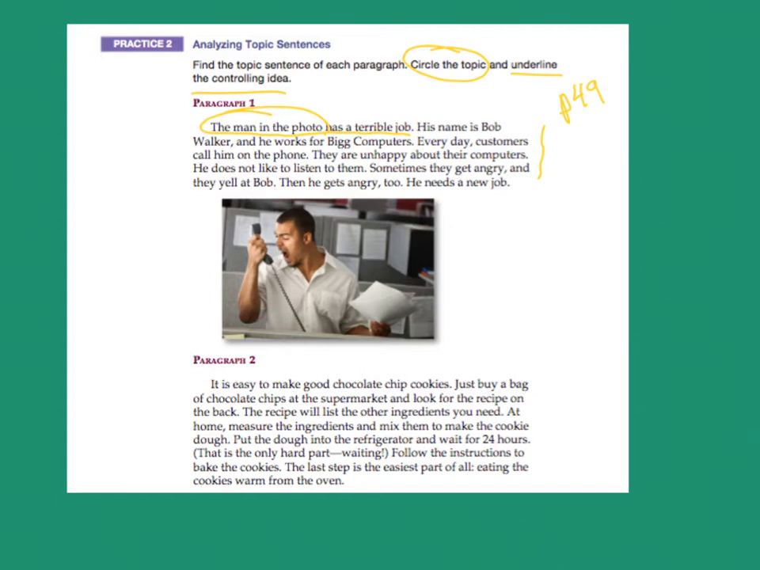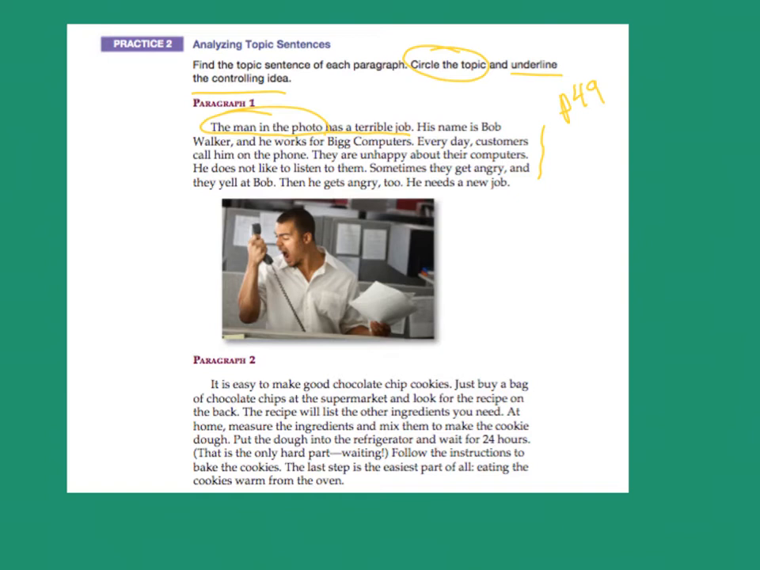At home, measure the ingredients and mix them to make the cookie dough. Put the dough into the refrigerator and wait 24 hours. That's the only hard part, waiting. Follow the instructions to bake the cookies. The last step is the easiest part of all, eating the cookies warm from the oven. That paragraph is much nicer.